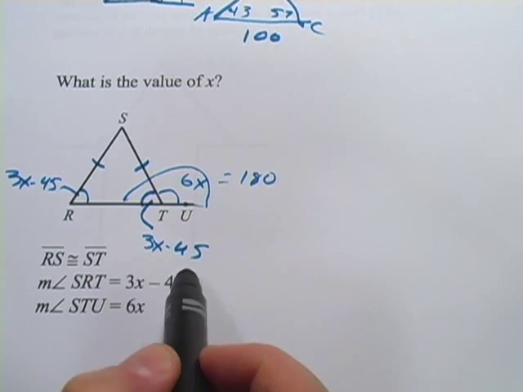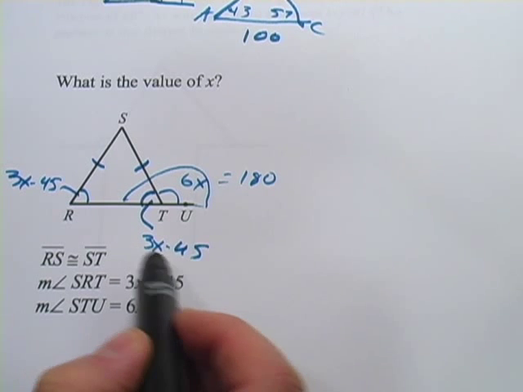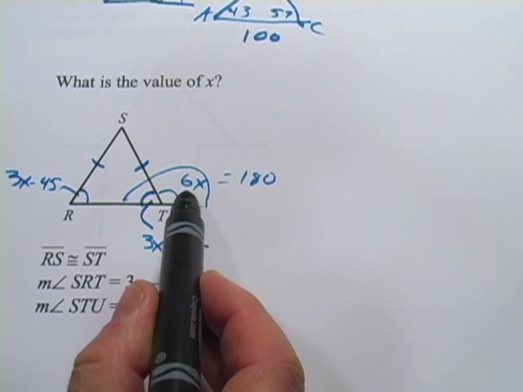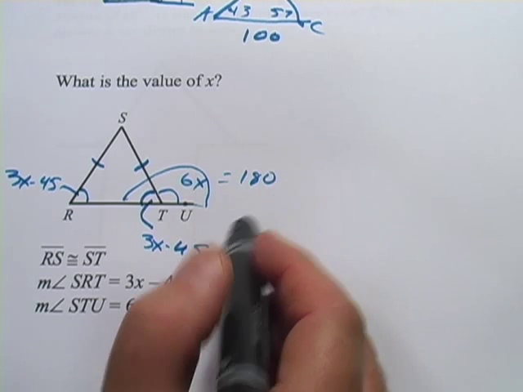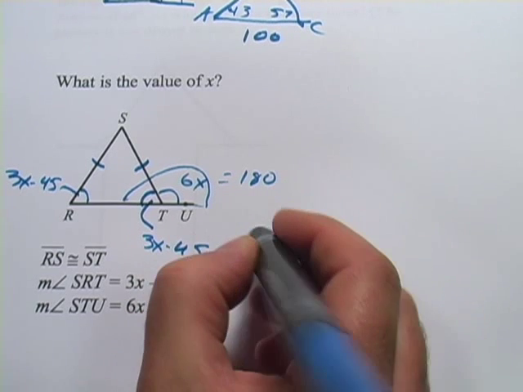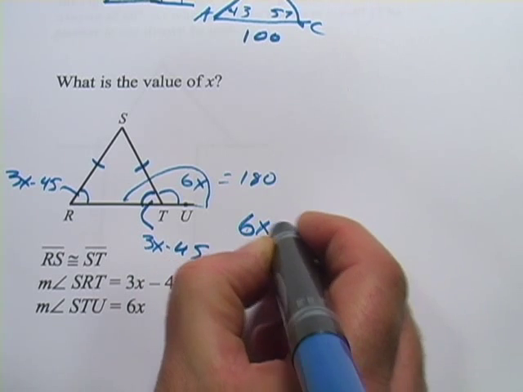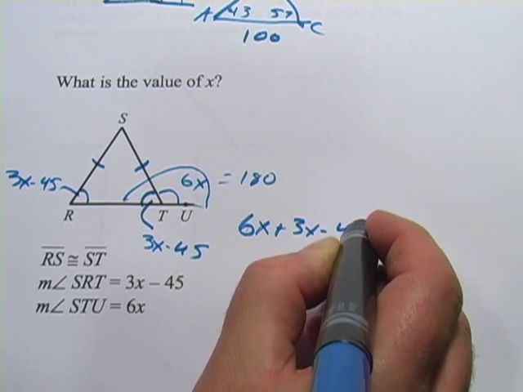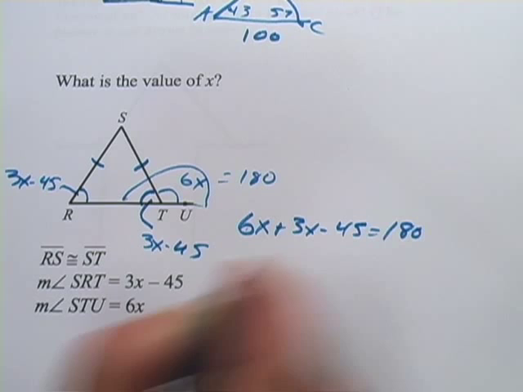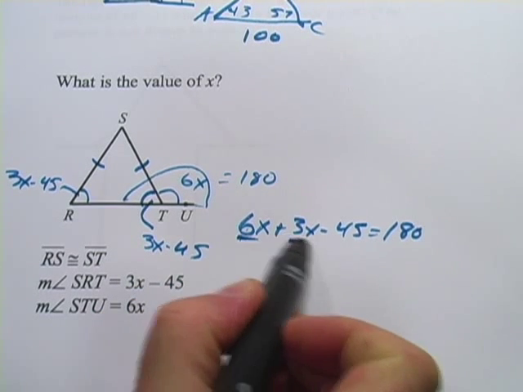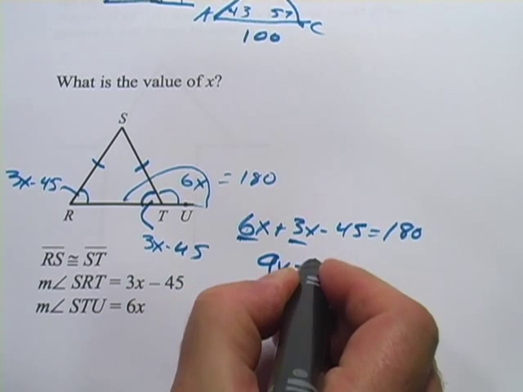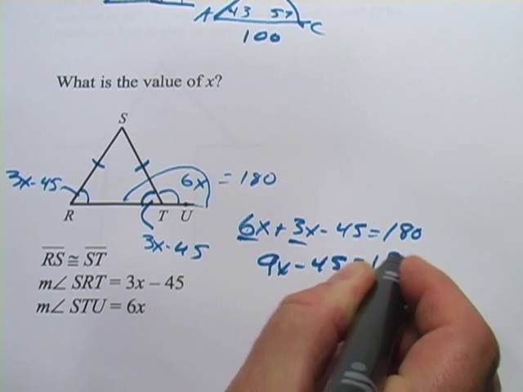So I could put this together as an algebraic expression. 3x minus 45 plus 6x will equal 180. And that would allow me to solve for x. So I'm going to do that. So 6x plus 3x minus 45 equals 180. And we can combine our like terms here. So I've got 9x minus 45 equals 180.